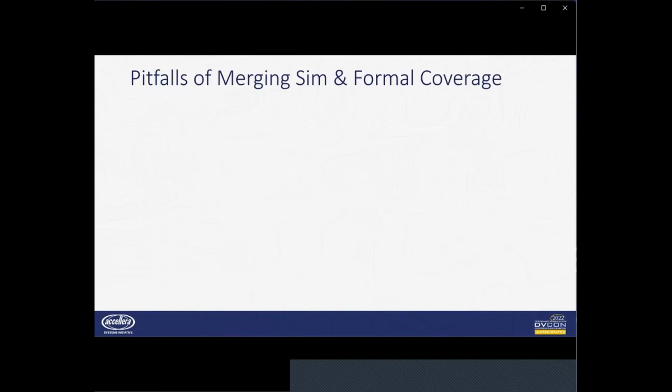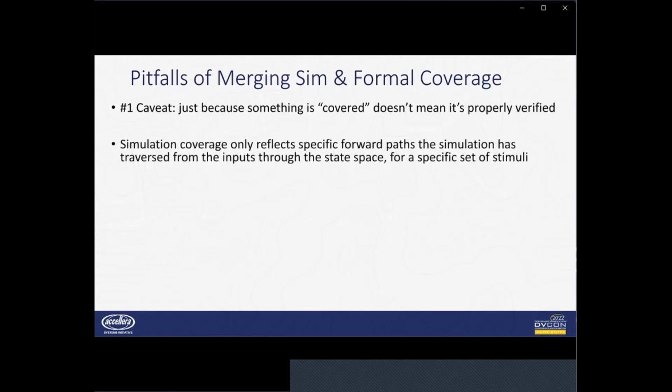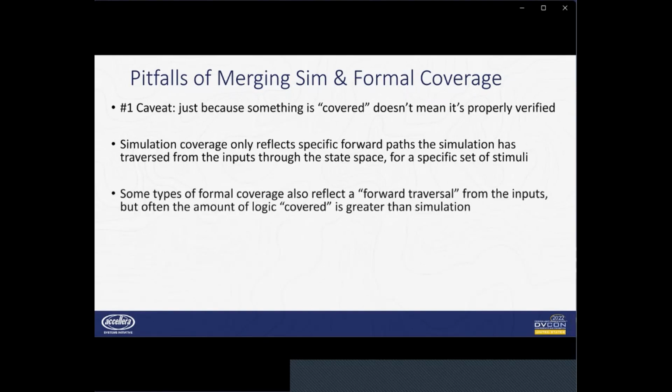So given the definitions of simulation and formal coverage that I've just outlined, let me review some of the most common pitfalls of trying to merge them together. The number one caveat, regardless of whether simulation, formal, or both is being employed, is that just because something is covered doesn't mean it's properly verified. In specific regard to simulation coverage, it's important to understand that simulation coverage only reflects specific forward paths that the simulation has traversed from the inputs through the state space for only a specific set of stimuli. And for formal, some types of formal coverage also reflect a forward traversal of the analysis starting from the inputs, but often the amount of logic covered is greater than simulation. Additionally, other types of formal coverage work backwards from an output.